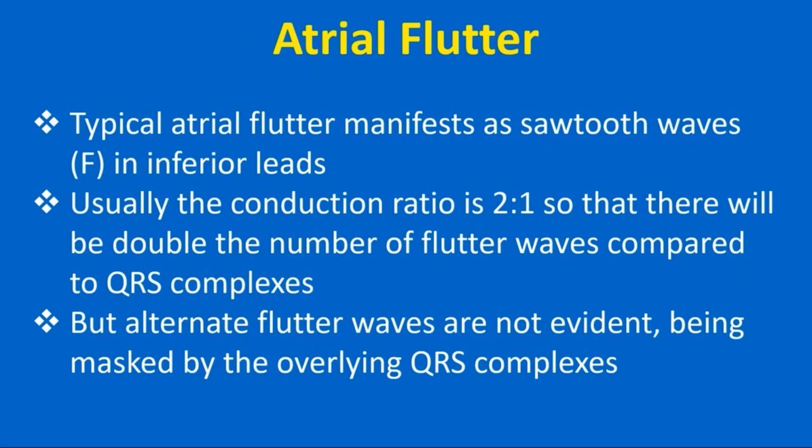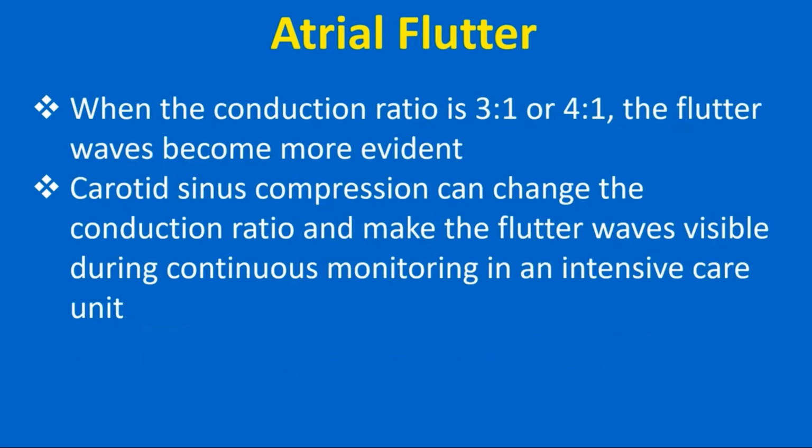Typical atrial flutter manifests as sawtooth waves in inferior leads. Usually, the conduction ratio is 2:1, so that there will be double the number of flutter waves compared to QRS complexes. But alternate flutter waves are not evident, being masked by the overlying QRS complexes. When the conduction ratio is 3:1 or 4:1, the flutter waves become more evident.